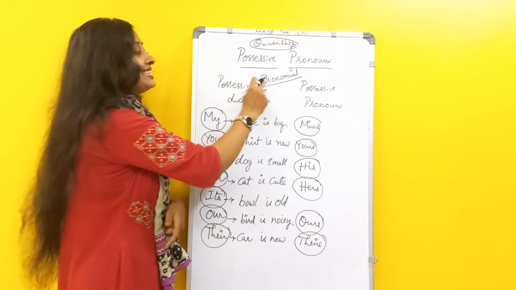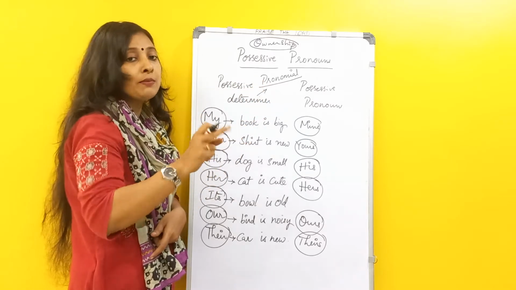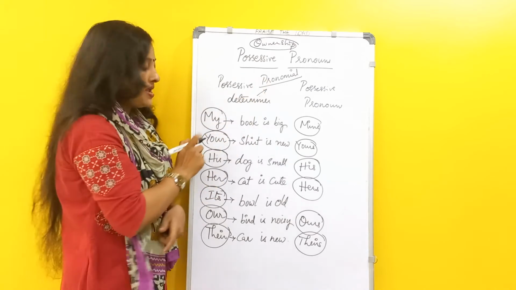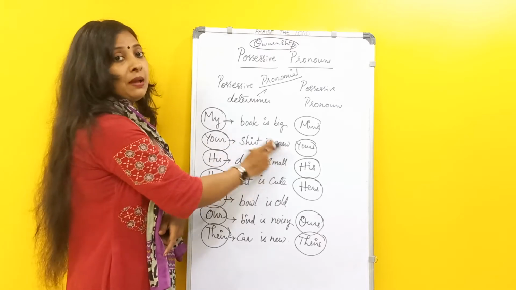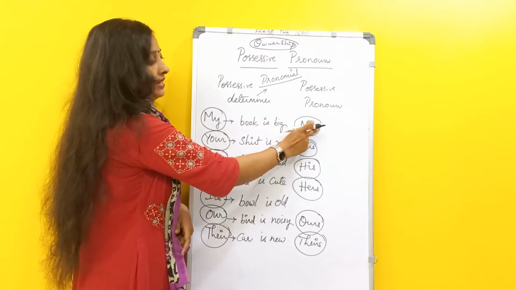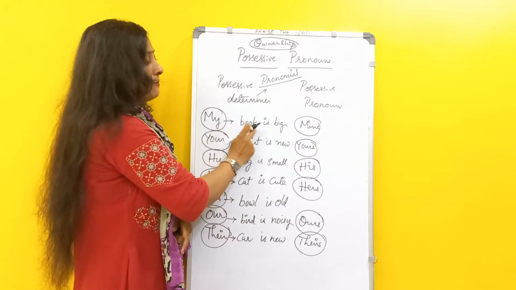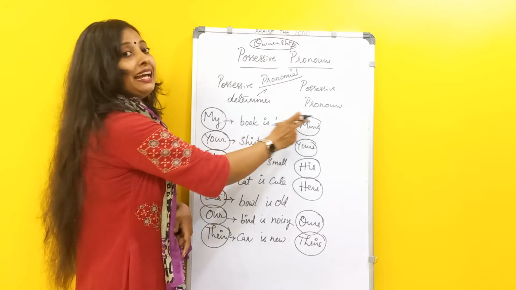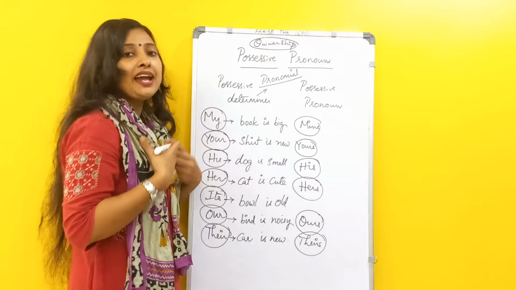Pronominal means it is acting like a pronoun. It seems to be looking like a pronoun, but it is not a pronoun exactly. So it is a possessive pronominal. Now look at this example. Your shirt is new. Now if I want to say the same thing in possessive pronoun: my book is big. Okay? My book is big. It's mine. The big book is mine.